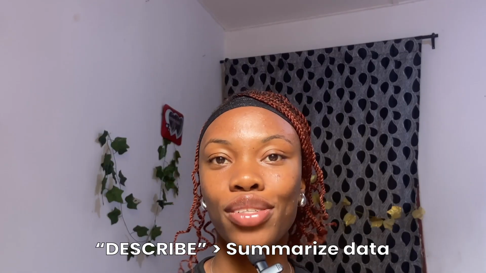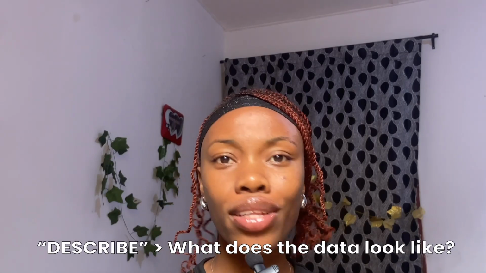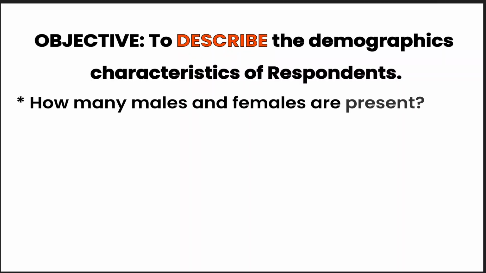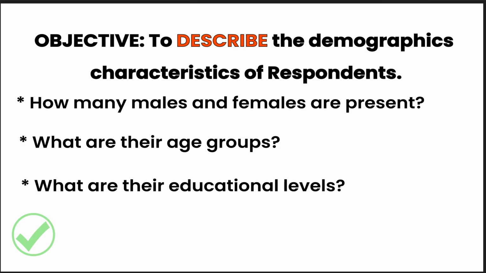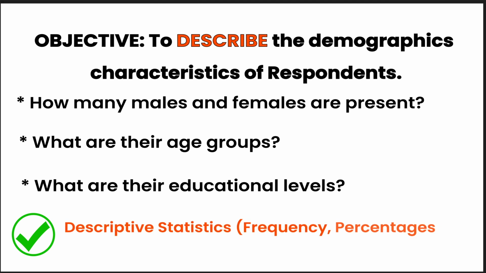When your objective uses the word describe, it simply means you are summarizing data. You are asking, what does the data look like? Such an example is when you have to describe the demographic characteristics of respondents. So you want to know, how many males and females are present in your response? Also, what are their ages? You might also want to know what their education level is. The correct analysis for this type of objective is to use frequency, percentages, or standard deviation. So remember, describe means to summarize data only. That is what describe means.